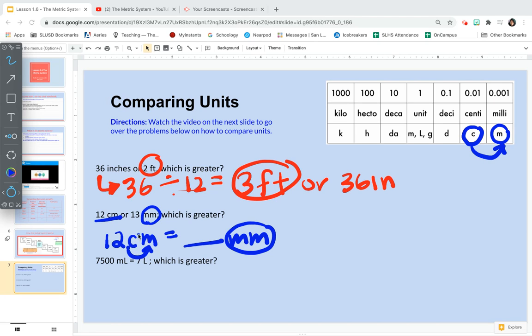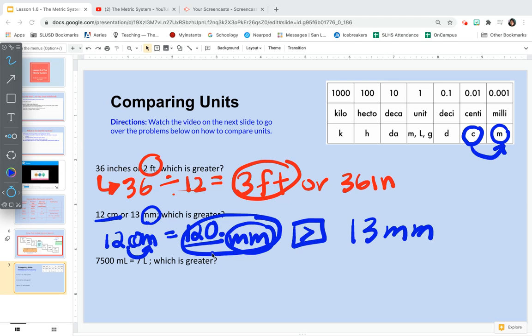So there's no number here. I'm going to fill it with a 0. So it would be 1, 2, 0, and then the decimal at the end. All right, so at the end of this arrow is my new decimal point, so 120 millimeters. So 12 centimeters is just 120 millimeters, and then I'm comparing it to 13 millimeters. So which is greater? Well, 120 is greater than 13 millimeters. So my answer is going to be 120.